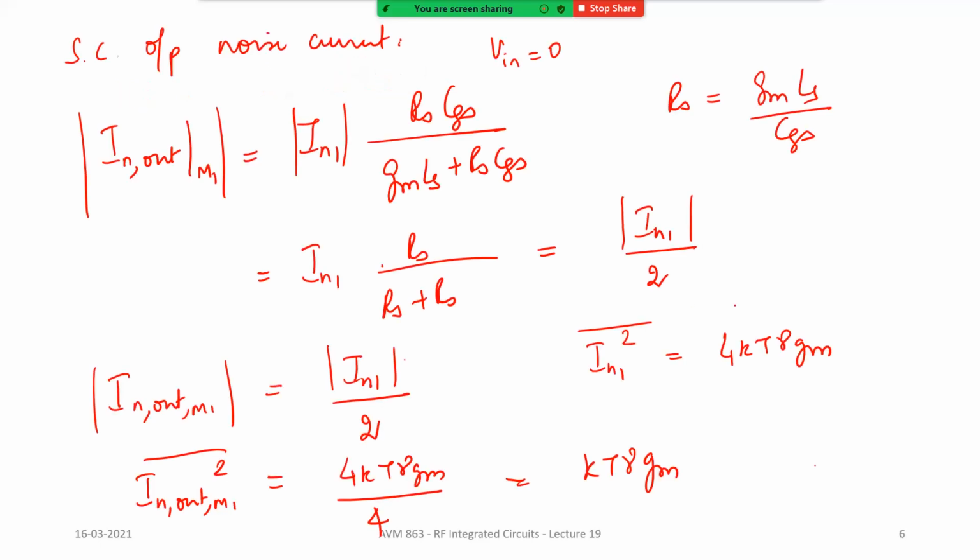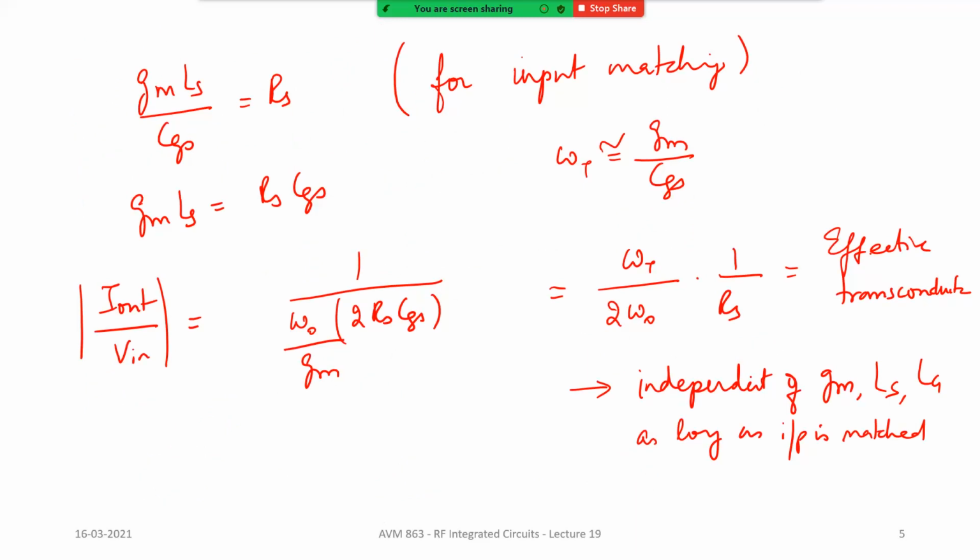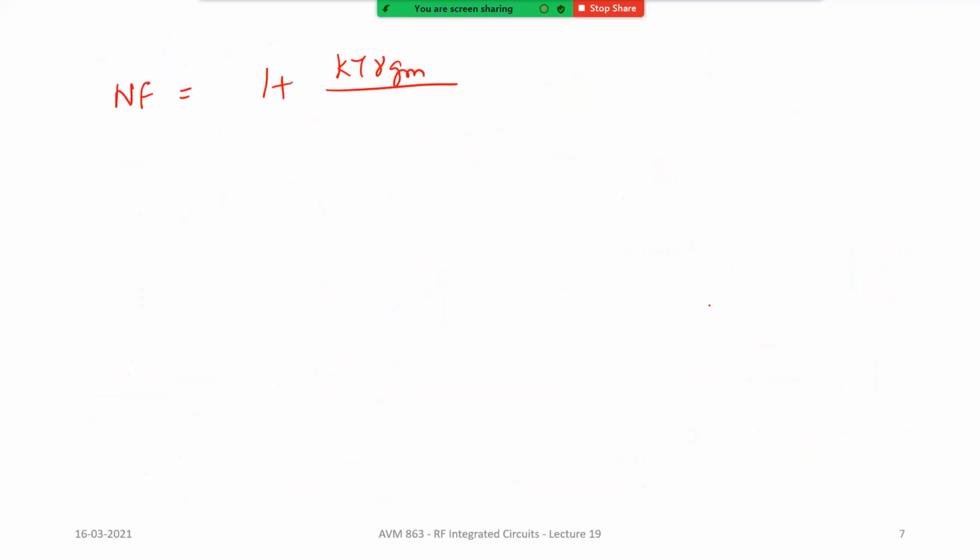So what is the transconductance value that we calculated here? Omega t by 2 times omega naught into 1 over Rs, right? So the whole square, rationalized to 4 kT Rs. This is your noise figure. So let us calculate our noise figure. So what will you get?